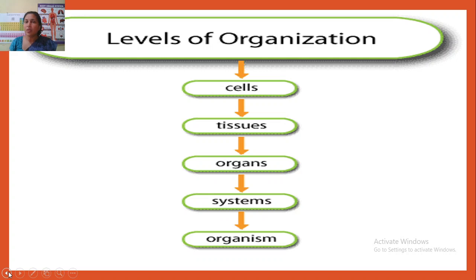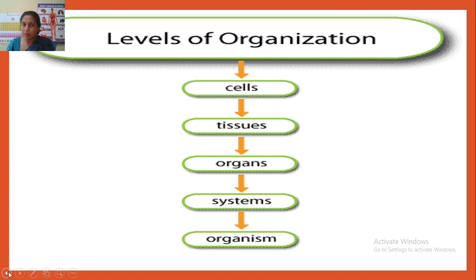If we look at the organization levels of an organism, you know that the basic unit is going to be the cell. Cells get together and form tissues. Tissues get together and form organs. For example, in our body we have different types of organs, like the stomach and the liver. These organs get together and form specific systems.